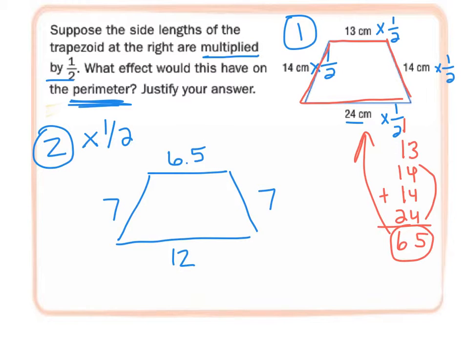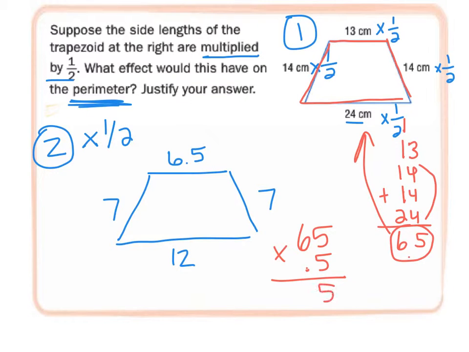Well, we just learned in the previous slide that whatever you do to the dimensions, the same thing happens to the perimeter. So if I multiplied my dimensions by 1/2, I can do the same thing with my perimeter. So my first one is 65. So I'm going to take 65 times 1/2, and I'm just going to change that 1/2 to a decimal, 0.5.